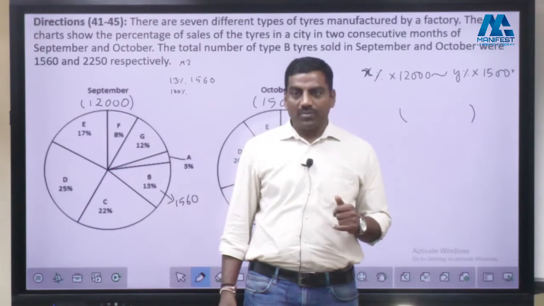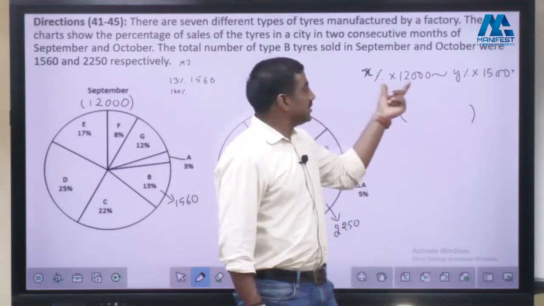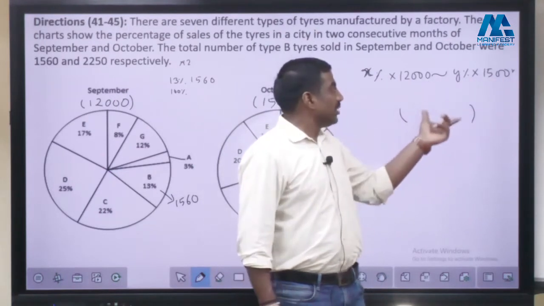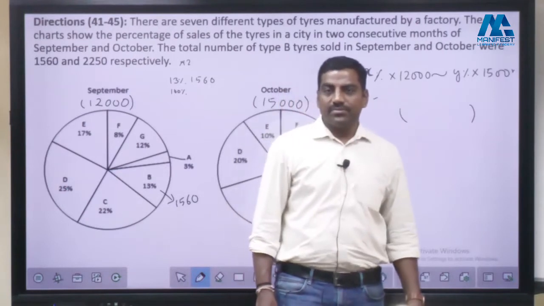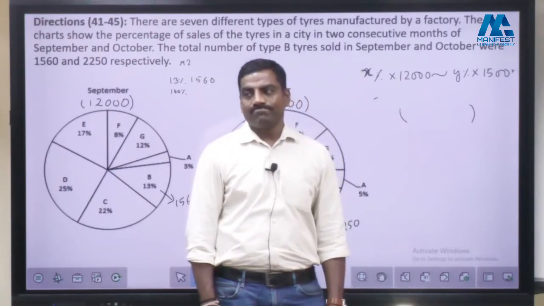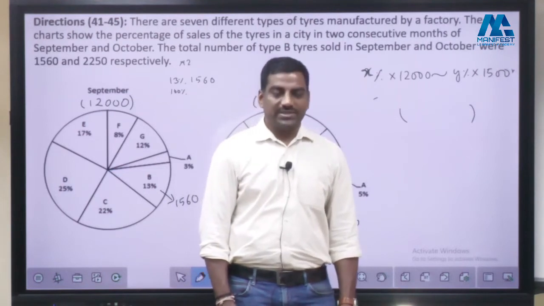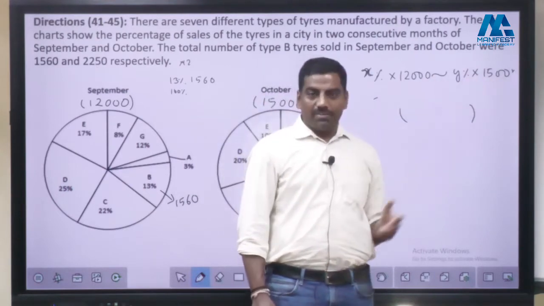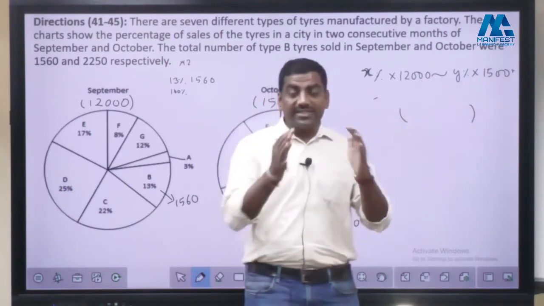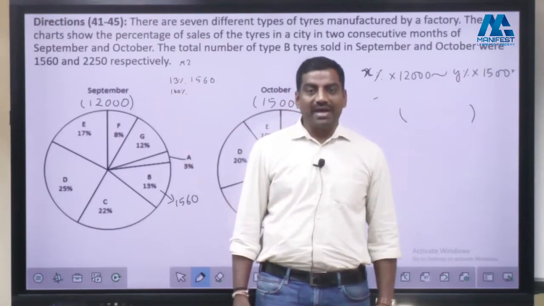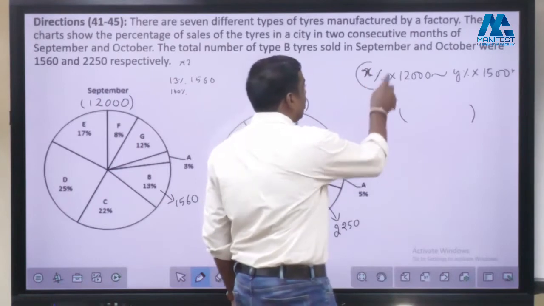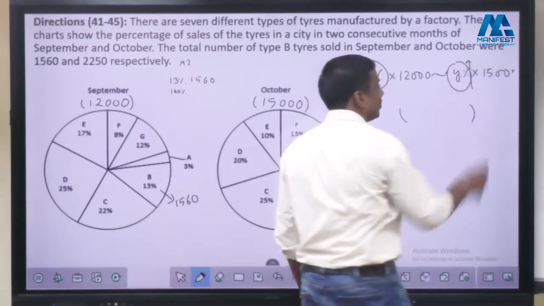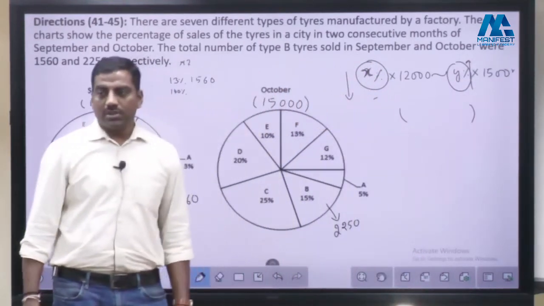Are you getting my point? If you multiply smaller number with smaller number and bigger number with bigger number, the difference that you get will be the highest. Yes or no? This you have to visualize. Smaller number into smaller number, bigger number into bigger number, and the difference that we get should be the maximum. That means the X value should be the least and Y value should be the most. Getting my point?